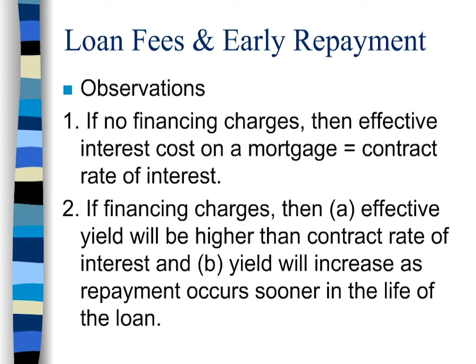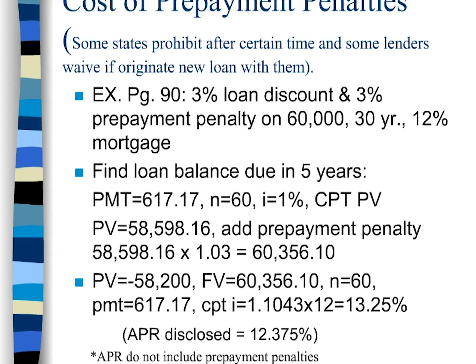So what are some observations we can make about loan fees and early repayment? Well, if there's no financing charges, then the effective cost on the mortgage is equal to the contract cost. So if there were no costs, no points, no closing costs, and we held it for the whole 30 years, the effective cost is the contract cost. If there are finance charges, then the effective yield will be higher than the contract rate, and the yield will increase as the repayment occurs sooner in the life of the loan. Okay, so you should really be able to remember those two.